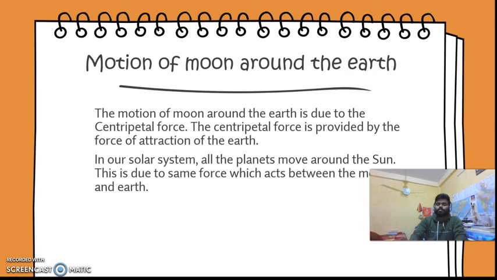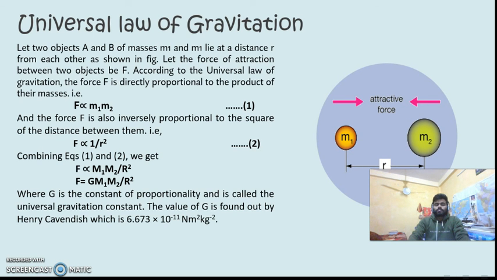In our solar system, all the planets move around the Sun, and this concept is totally based on Newton's concept. So what is the universal law of gravitation? Newton said that every object in the universe attracts other objects with a force which is proportional to the product of their masses and inversely proportional to the square of the distance.